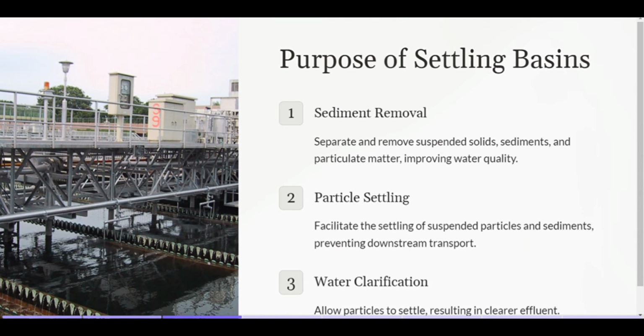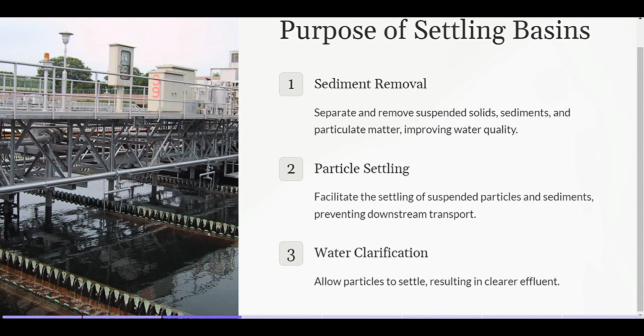Purpose of settling basin: sediment removal. Separate and remove suspended solids, sediments, and particulate matter, improving water quality. Particle settling. Facilitate the settling of suspended particles and sediments, preventing downstream transport. Water clarification: allow particles to settle, resulting in clearer effluent.